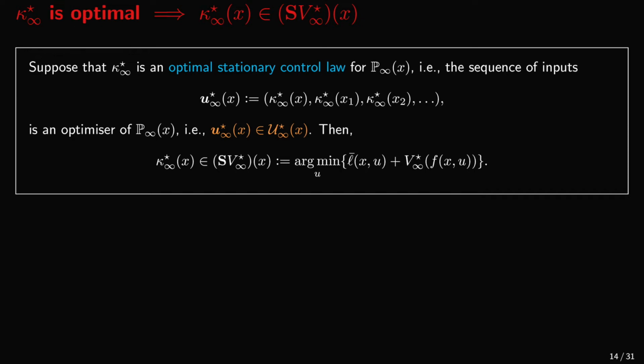Then, kappa infinity star is an element of S of v infinity star, that is, kappa infinity star is a minimizer of L bar plus v infinity star of f of x comma u. In other words, an optimal control law, kappa infinity star, is a minimizer of an optimal control problem of horizon 1, with a terminal cost function equal to v infinity star.